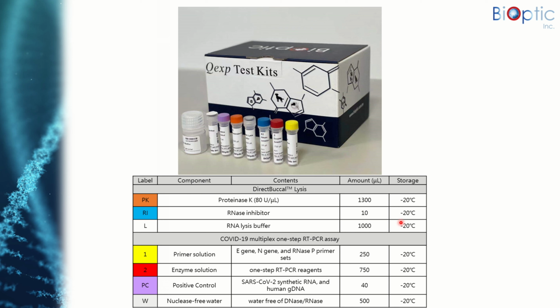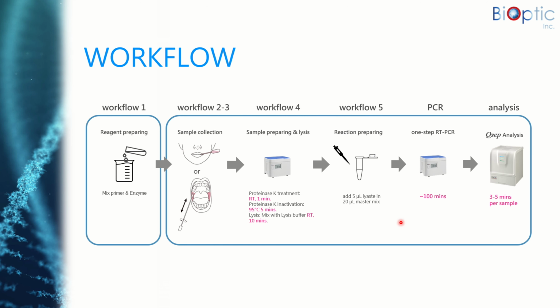Here, BiOptic provides an extraction-free COVID-19 genetic test. This is our workflow. First, prepare the reagent. Mix primer and enzyme. Second and third, collect your sample and mix with protease cake. Fourth, lysis step. And then add the lysate into the reagent to do RT-PCR. And after RT-PCR, directly analyze by capillary electrophoresis. The whole test takes about an hour and a half, and the operation is as simple as can be.